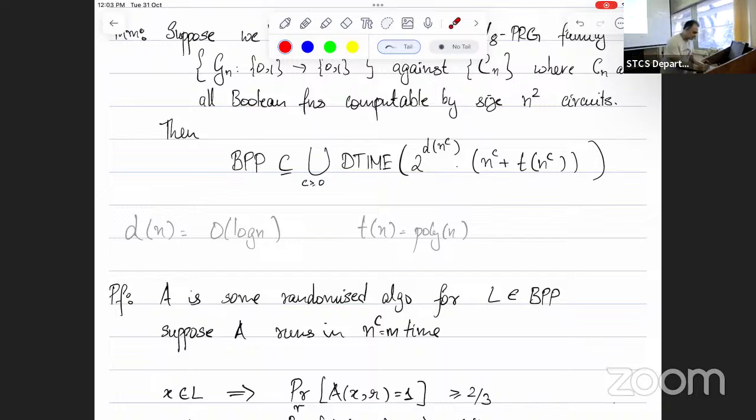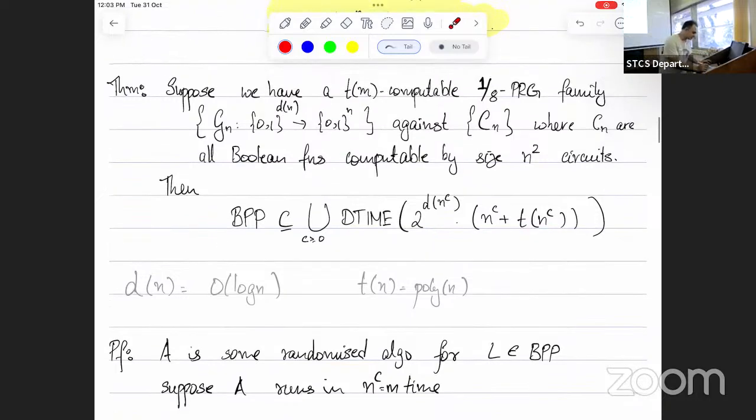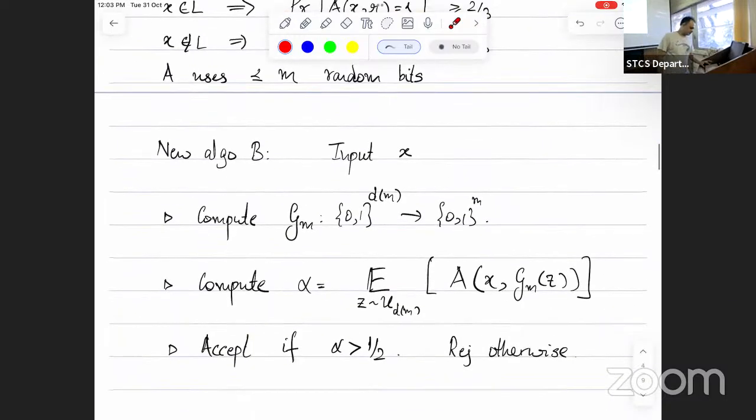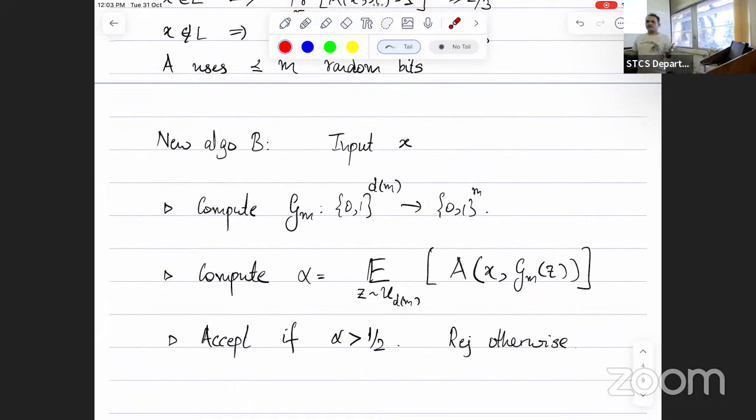So I'm assuming that is all within this T of n to the C. I'm saying that the generator is T computable. So that's how much time this takes. Okay, so all this is fine. But the point is, what is this thing that you're fooling? We started out with the BPP algorithm A, but the generator is only supposed to fool circuits of size like n squared. Now, where do these circuits of size n squared come from?